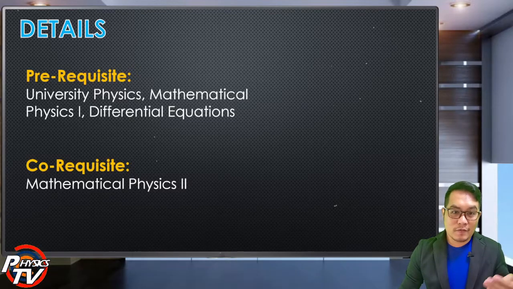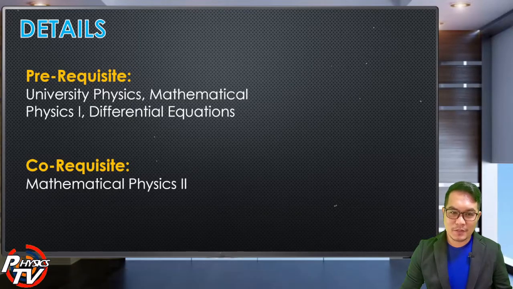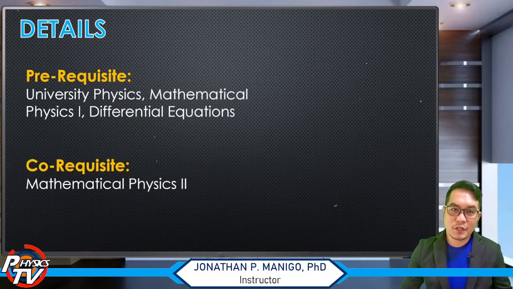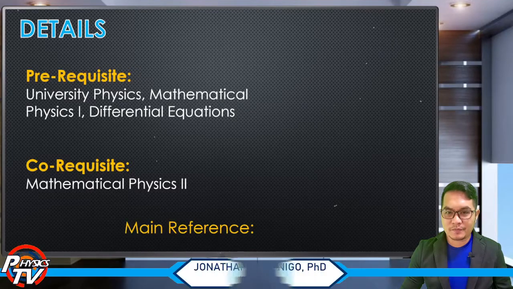You must also have a background in differential equations in your undergrad or master's or even in PhD. You must have already taken differential equation. So the corequisite for this is, if you have not yet finished your mathematical physics student, you must enroll in Mathematical Physics 2 together with this course.